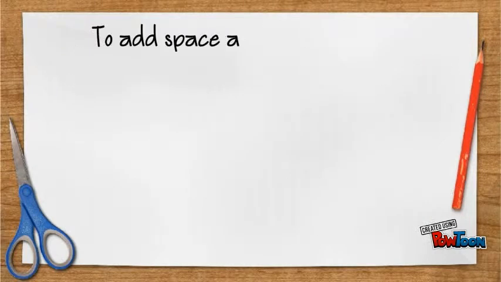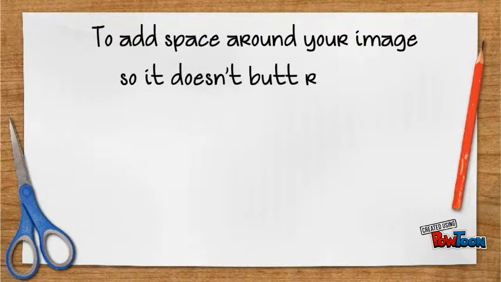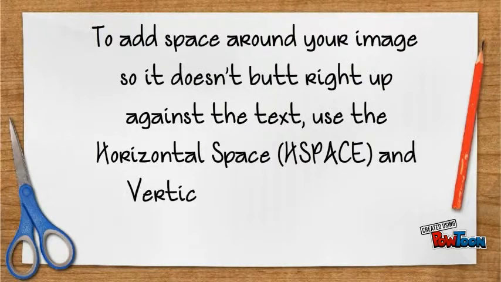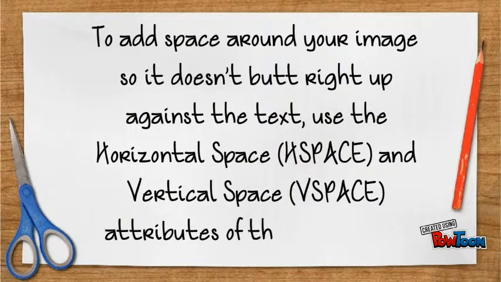To add space around your image so it doesn't butt right up against the text, use the horizontal space and vertical space attributes of the img tag.